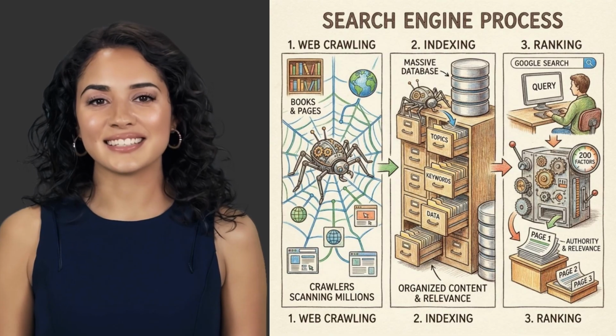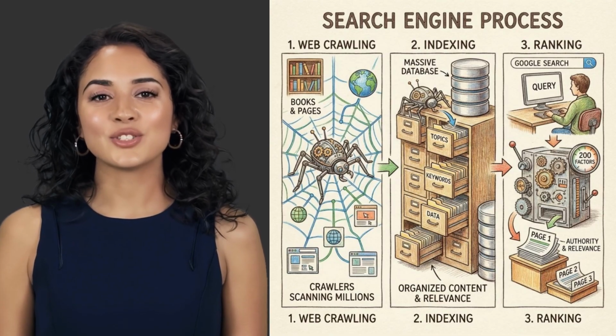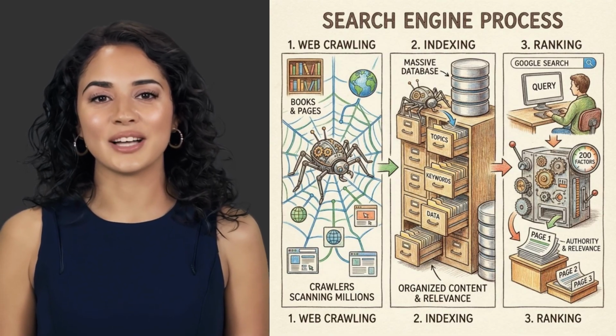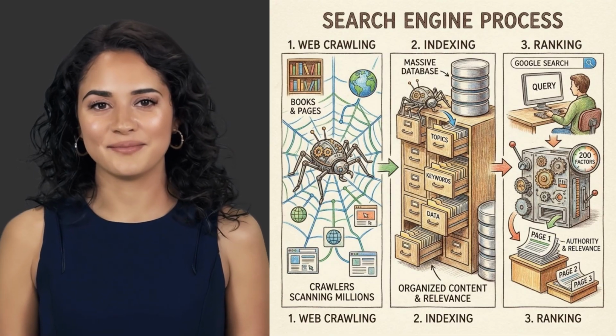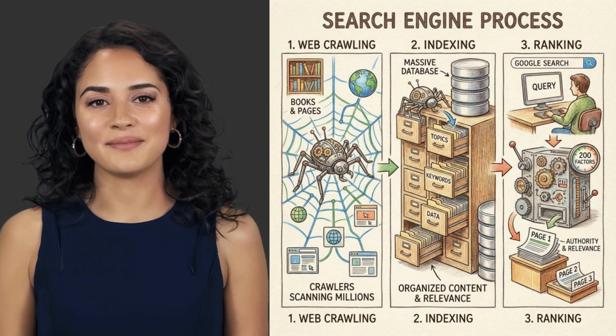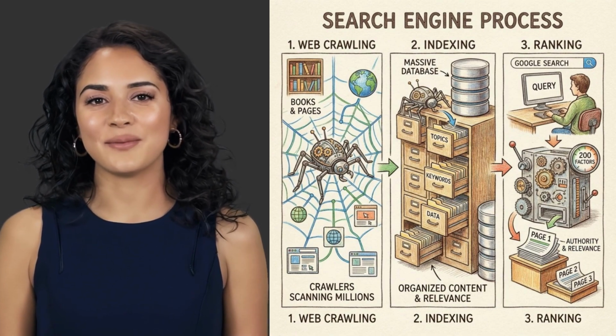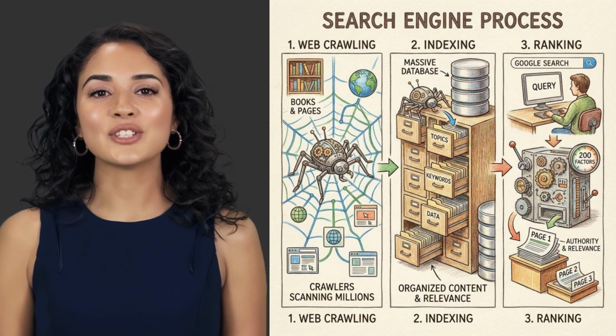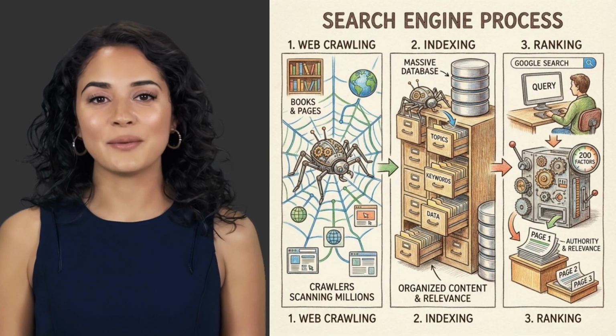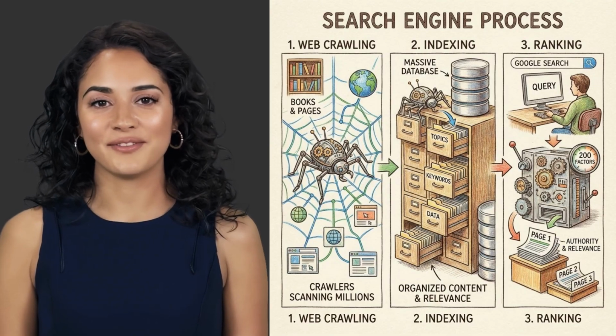Next comes indexing, where this gathered data is stored in a massive database and organized based on content and relevance. Finally, we have ranking. When a user searches, Google retrieves the most relevant results from its index, considering over 200 factors to decide which pages appear first based on authority and relevance.